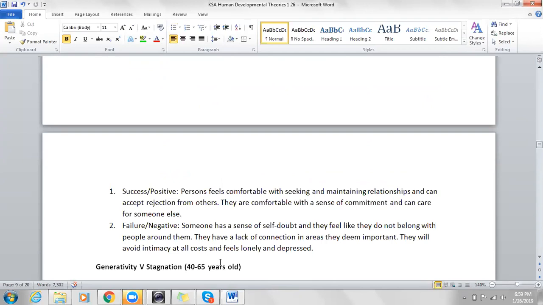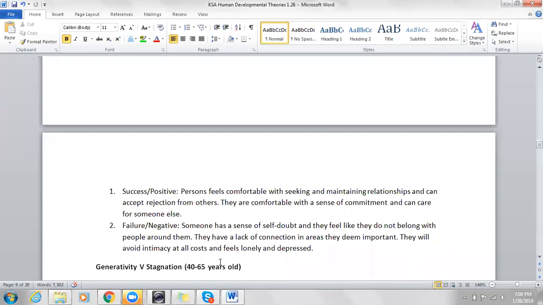This is when the person feels comfortable with seeking out and maintaining relationships. They can accept rejection from other people and see the lessons in the tragedy, and they're comfortable with the sense of commitment and can care for another human being.